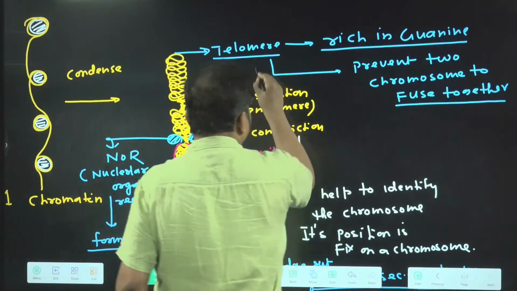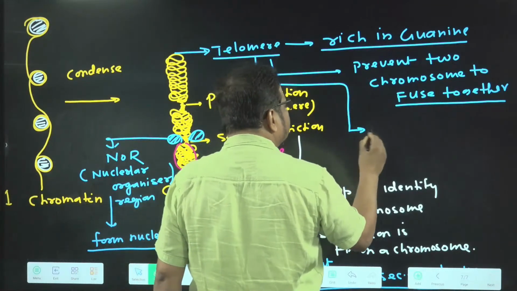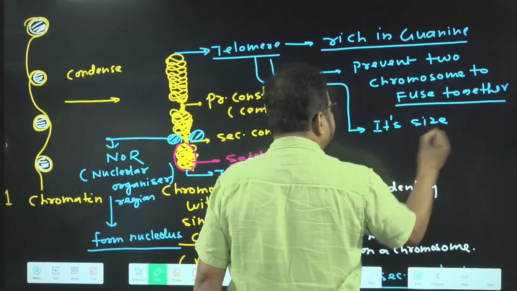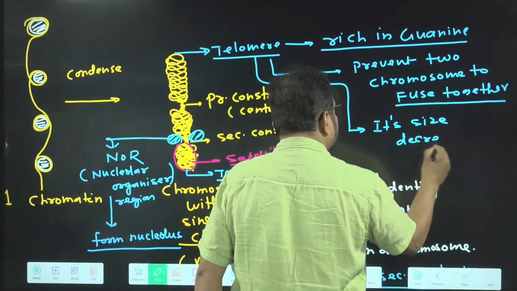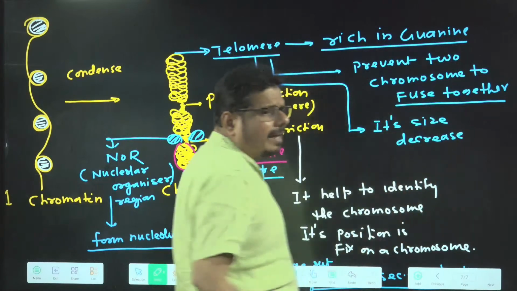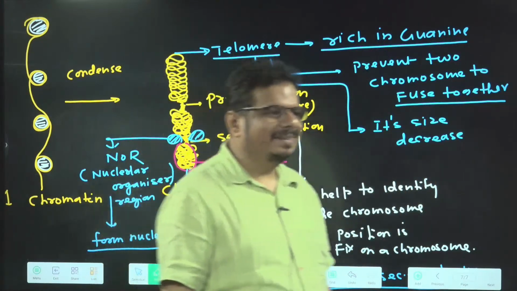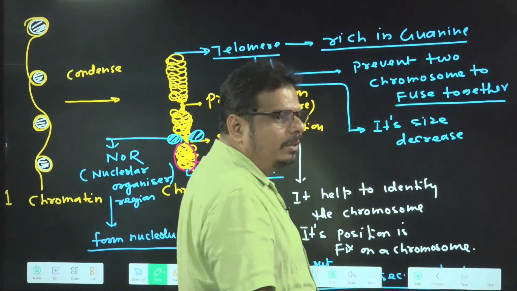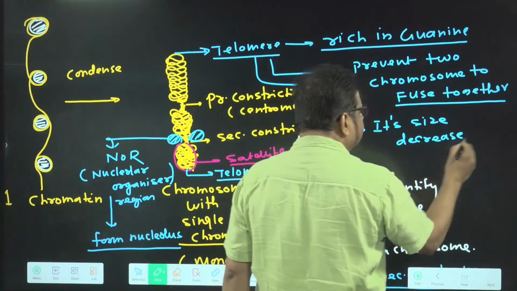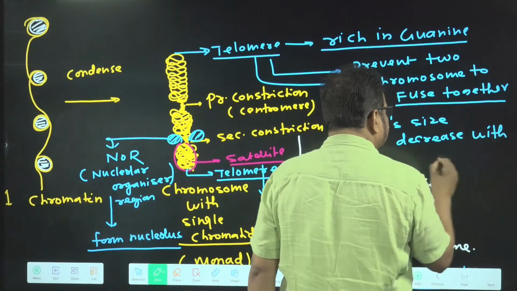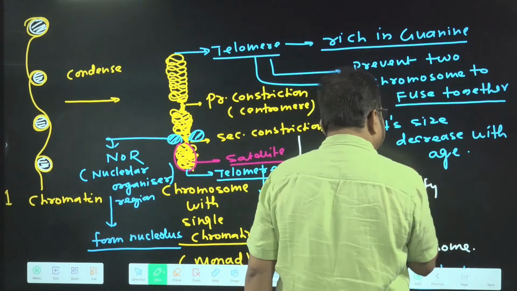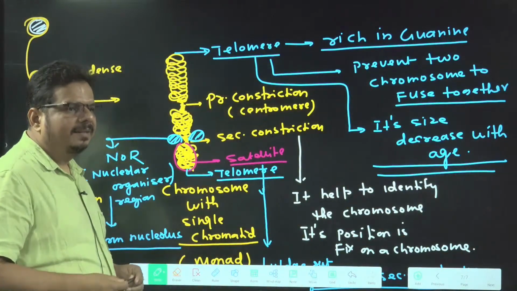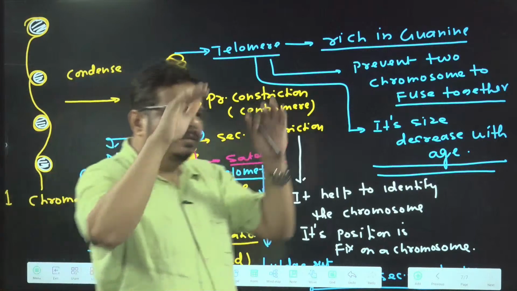And another interesting fact about telomere I am writing: its size decreases with age. I am not going to tell you at this standard how it decreases with the cell. Otherwise a question comes to mind, sir, with age the size of the telomere is decreasing. We'll study it at a higher standard. It is not the right time to talk about it, otherwise a lot of time will be taken. Got the idea? So telomere size decreases with age.